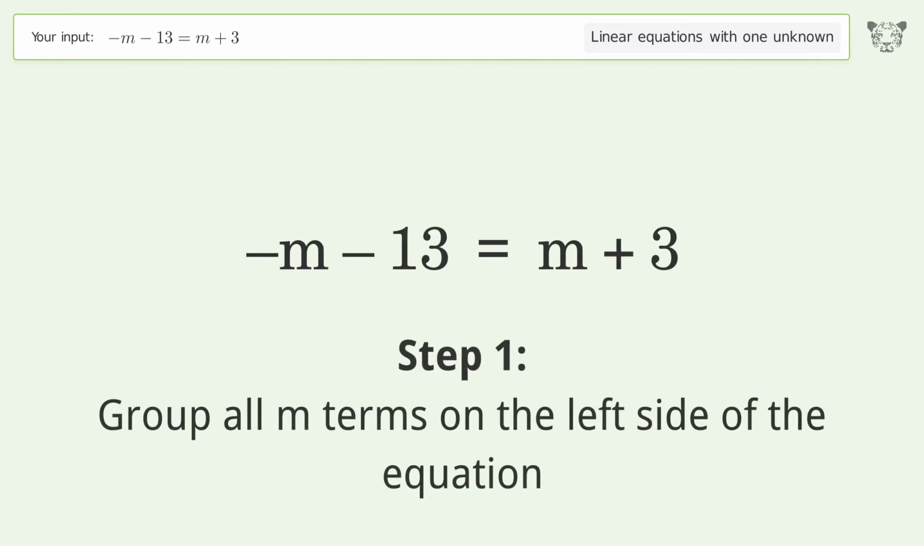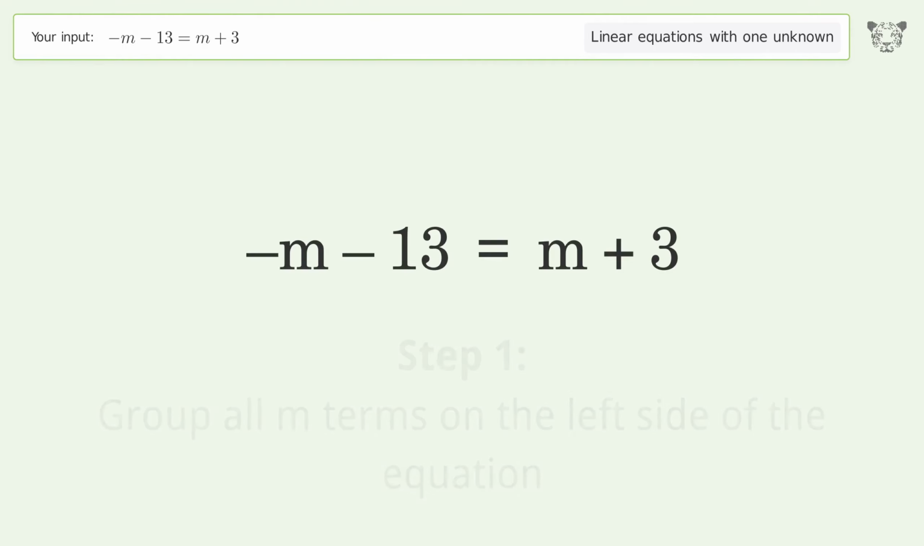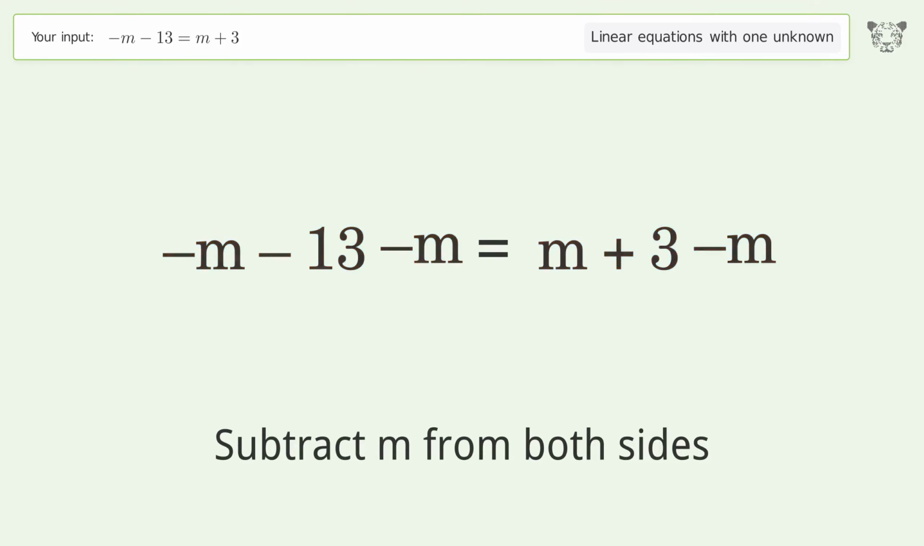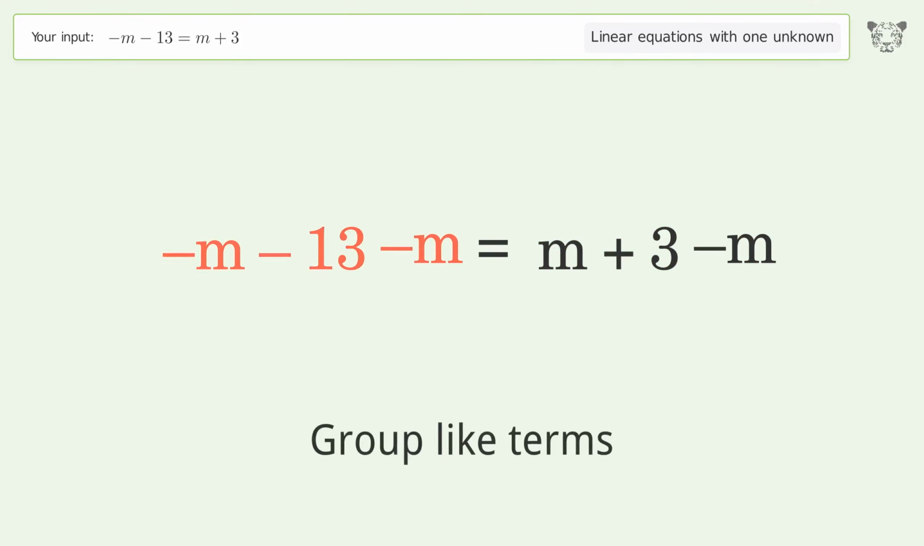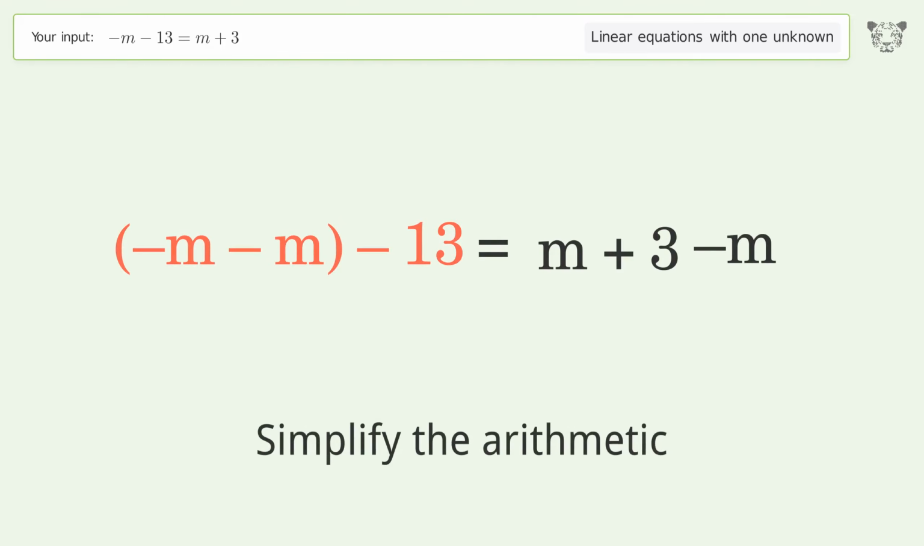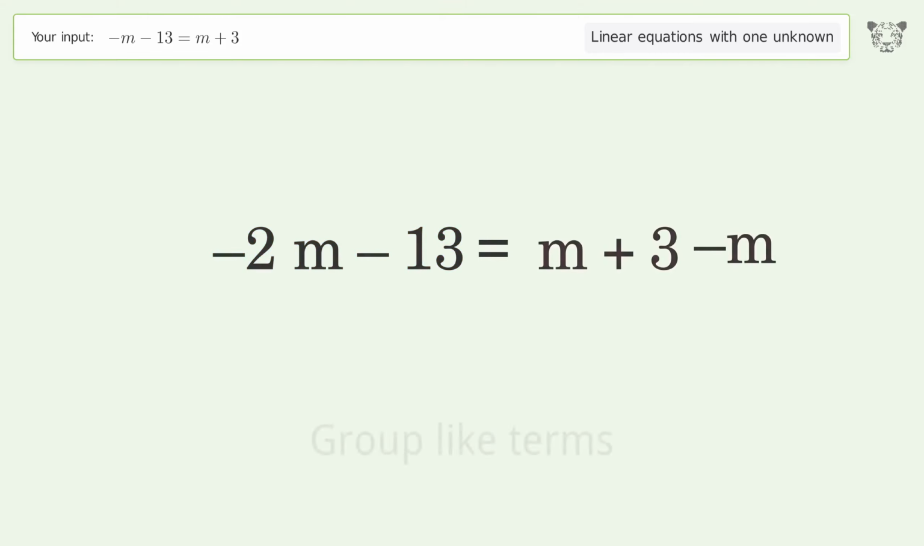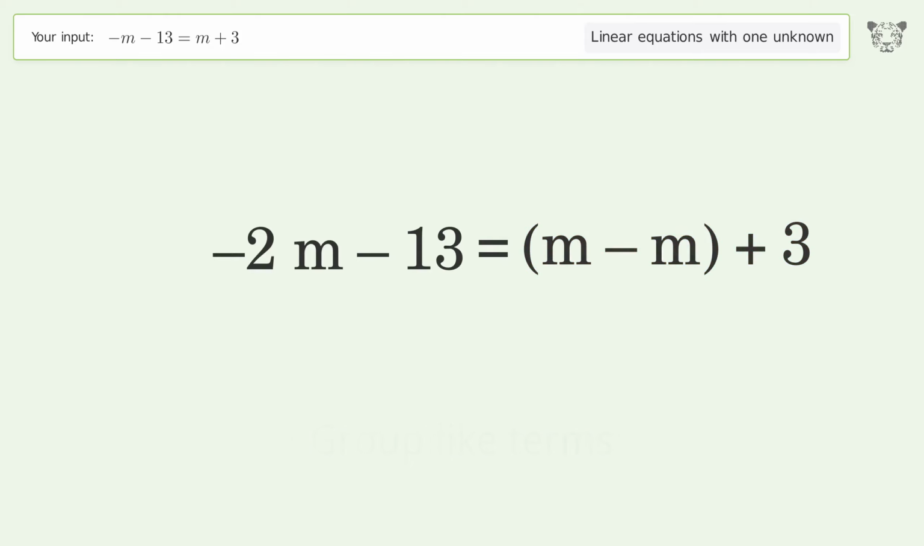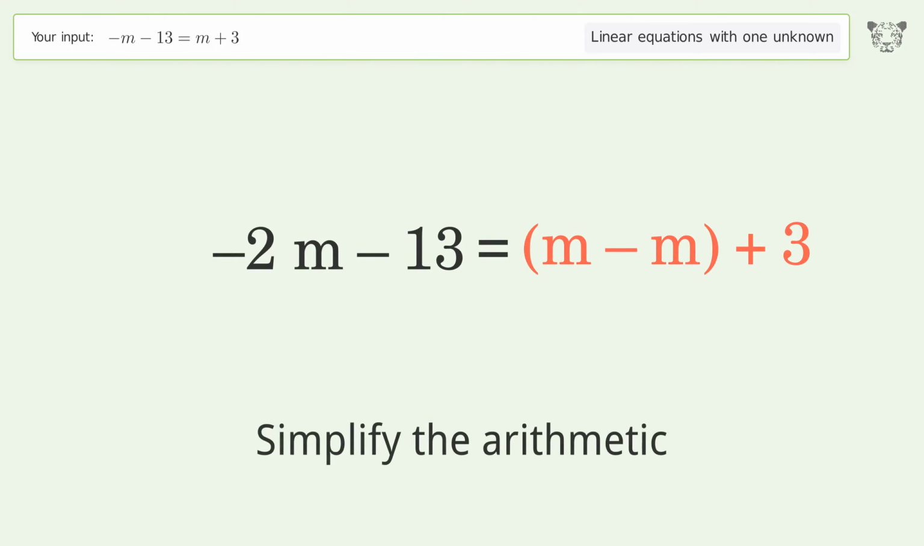Group all m terms on the left side of the equation. Subtract m from both sides. Group like terms. Simplify the arithmetic. Group like terms. Simplify the arithmetic.